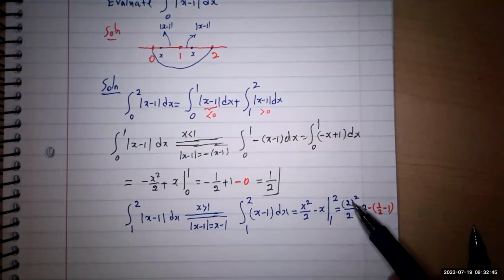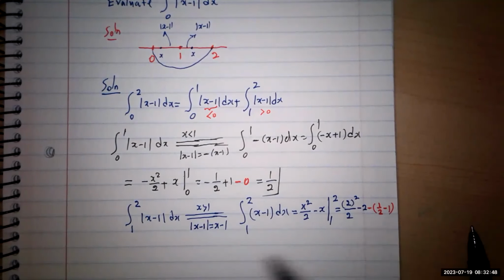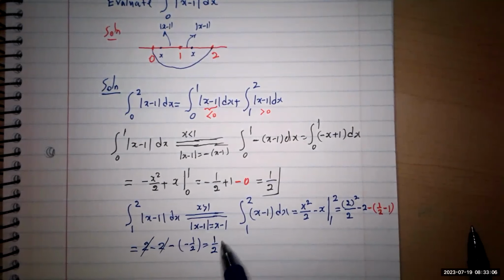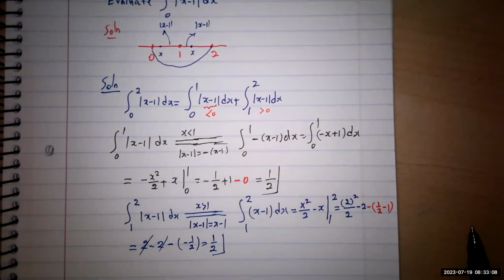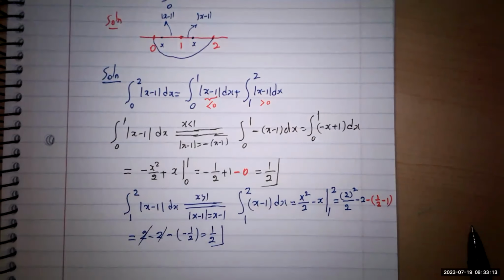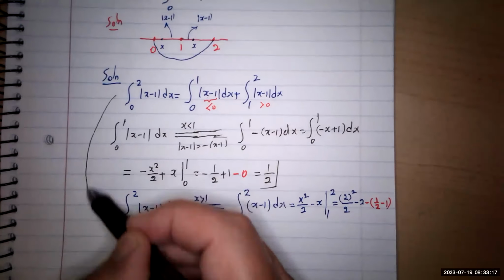So 2 squared is 4. 4 divided by 2 gives you 2. So that would be 2 minus 2. And inside the minus, you can subtract it or just simplify it first. So that will be minus negative 1/2. So these two would cancel out, and negative positive gives you 1/2 again. So both parts give you 1/2. Now you add them together to get your integral.